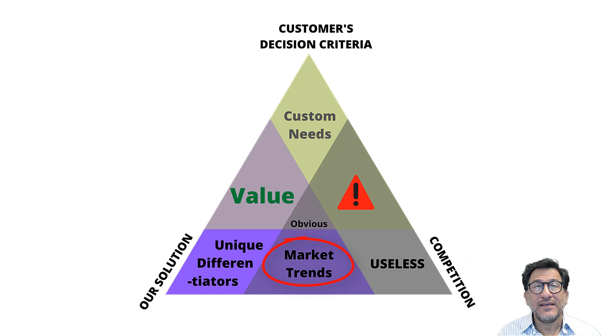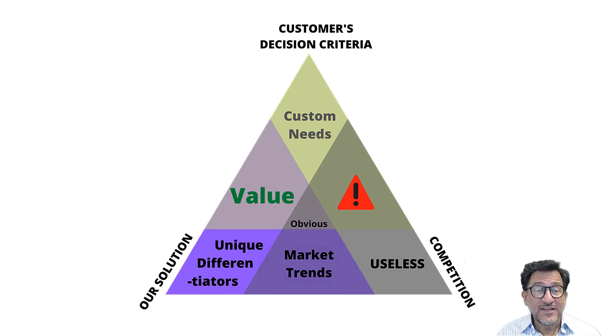Next is what I call the market trends. These are capabilities or characteristics that we offer as a vendor as well as our competitor, but the customer is not asking for them. This happens sometimes when vendors develop new features that they think the market is going to ask or is asking, and some customers, the majority of those who are not early adopters, are not yet asking, and sometimes they don't care for a while.